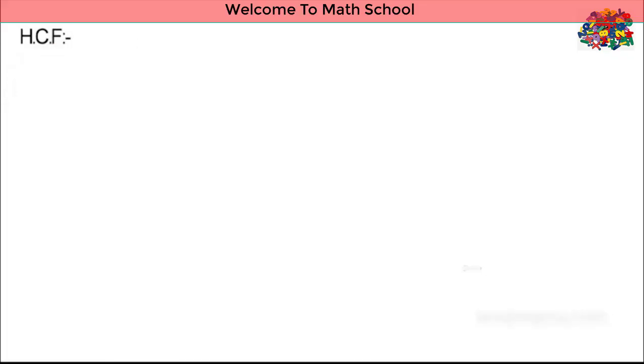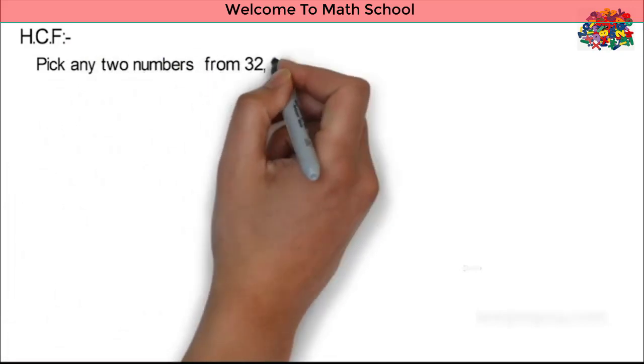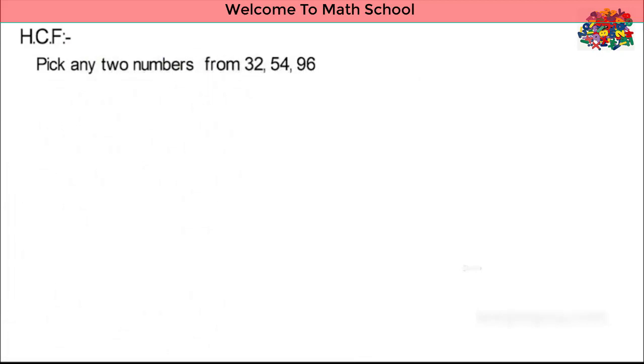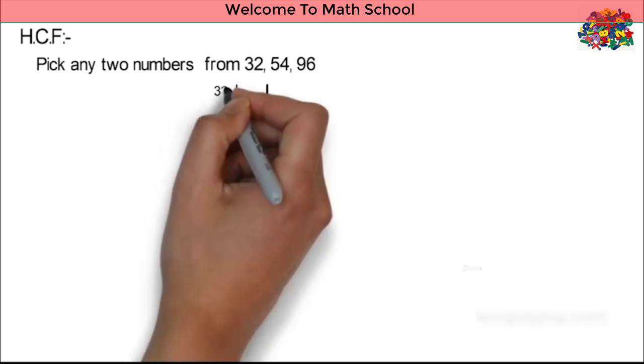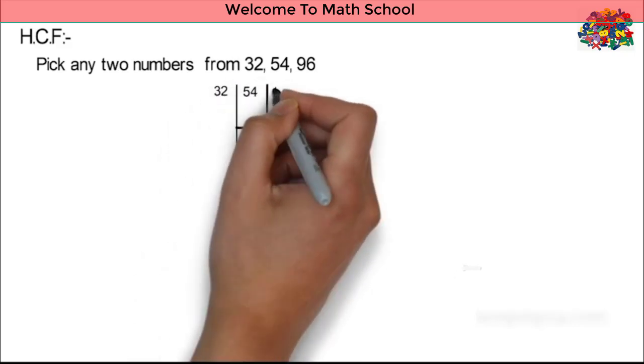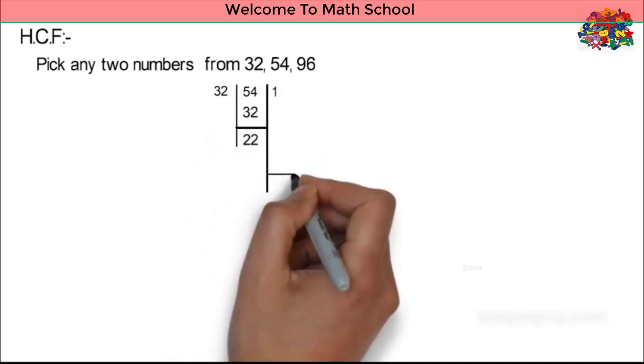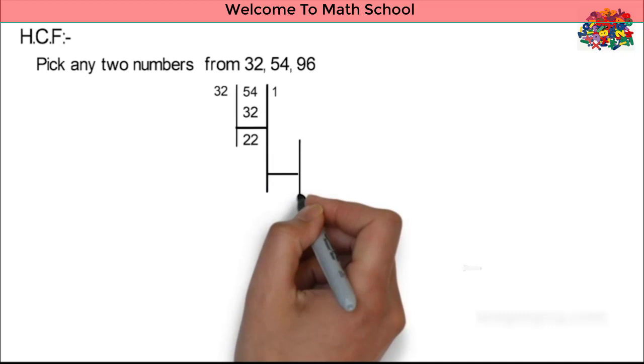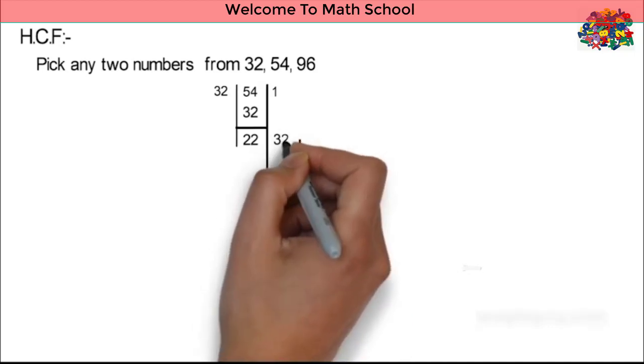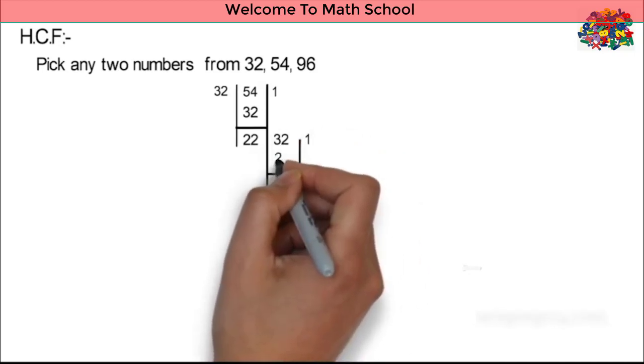Now whenever you want to find your HCF, pick any two numbers from 32, 54 and 96. For the time being, I have considered 32 and 54. 32 goes one time. Now we are left with the remainder 22, and bring this 32 for the next division. 22 goes one time, so 22. So 32 minus 22 is 10.